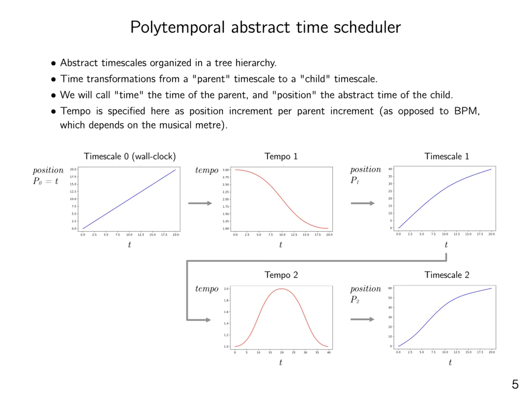Also, we define tempo as a position increment per parent increment as opposed to beats per minute. It allows us to separate the concept of tempo from the concept of musical meter. So when I talk about tempo, I talk about a ratio of abstract times. So the figure below shows a branch in that abstract timescale hierarchy. And in blue, you can see time plots for each timescale, and time plots show the position of the timescales as a function of wall clock time. The red curves are the tempo curves, and you can see how the time transformations they apply on the timescales warp the plots. And you can see that we can combine time transformations in that way.